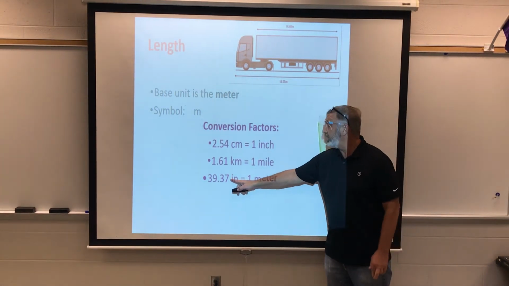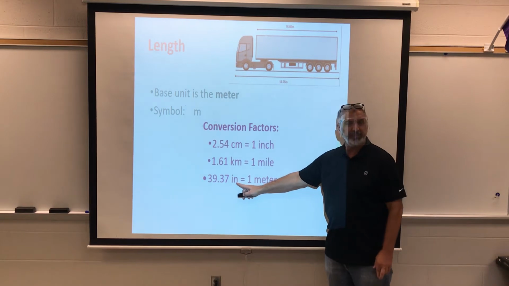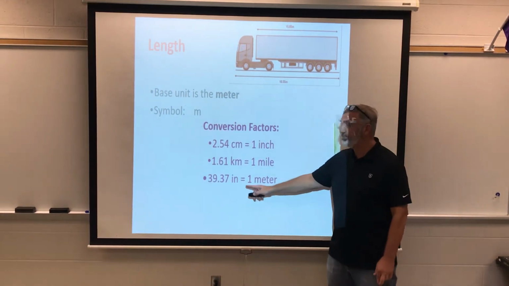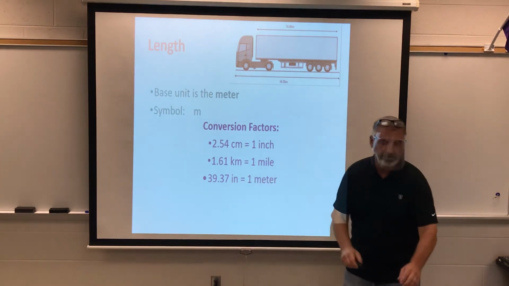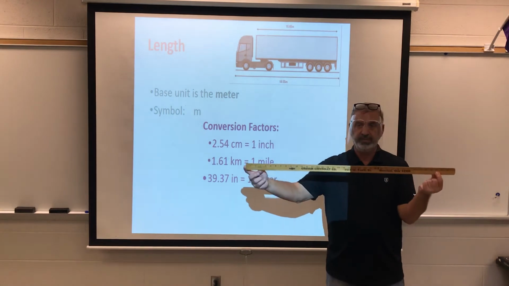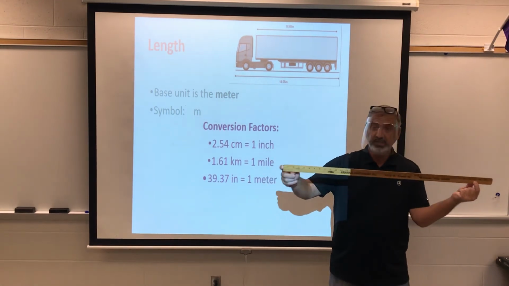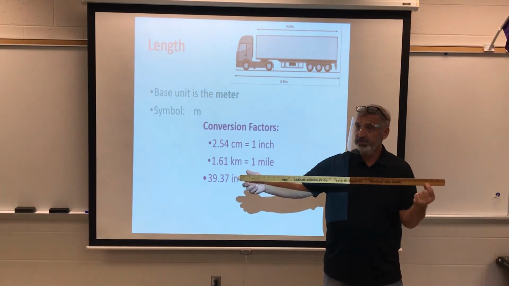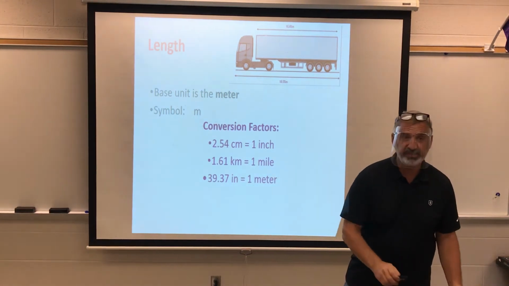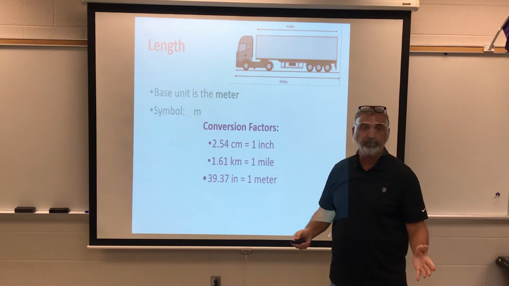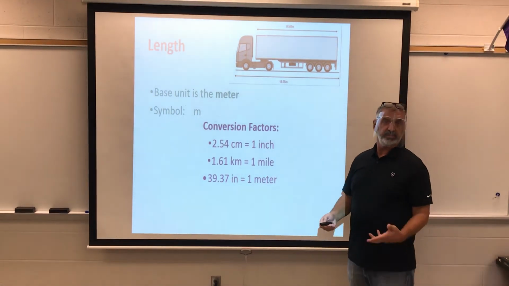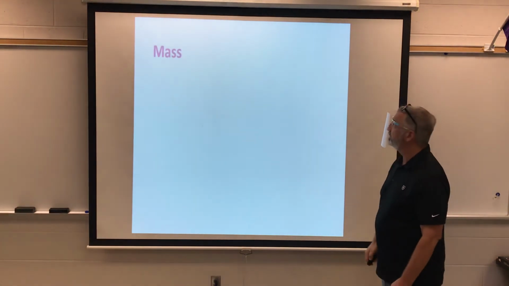A meter is just a little bit longer than a yard. How many inches in a yard? 36. So you get 3.37 inches longer on a meter stick. So here's the yard right there. A 100 meter dash is farther than a 100 yard dash. The 400 meter is the equivalent of what we used to call the 440, which is 1 lap around the track. So just to kind of give you an idea.